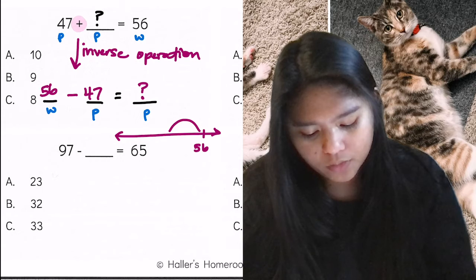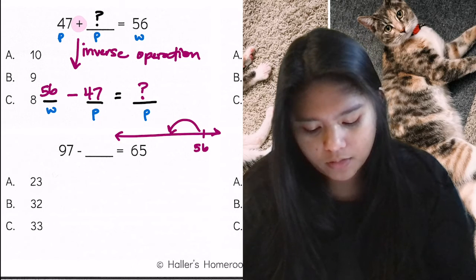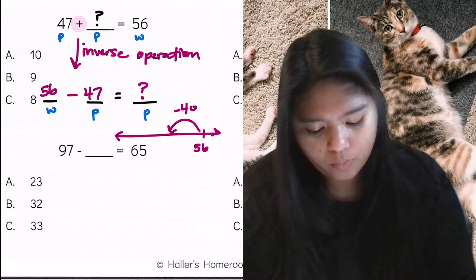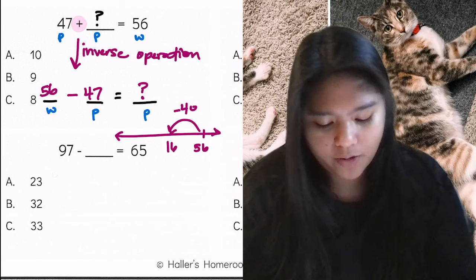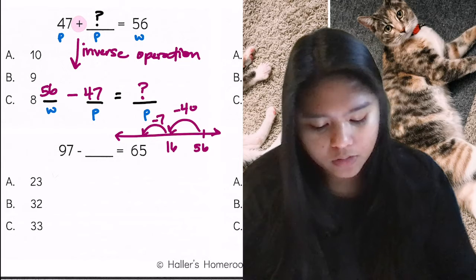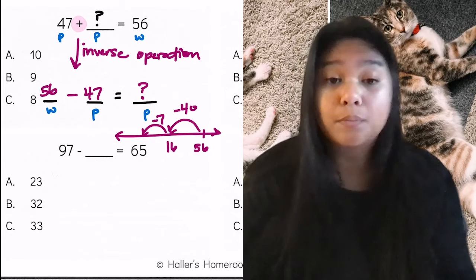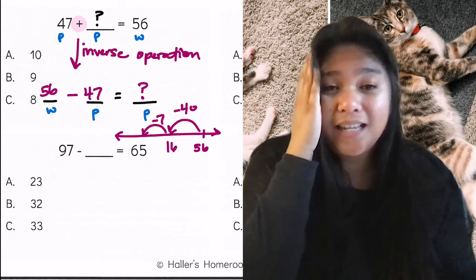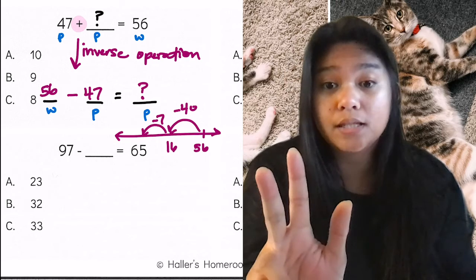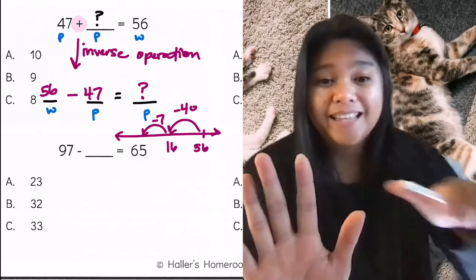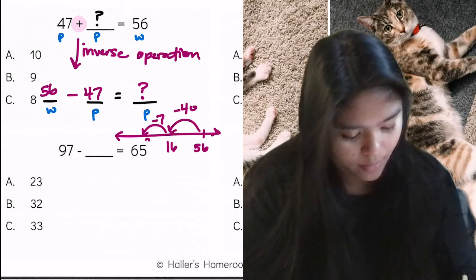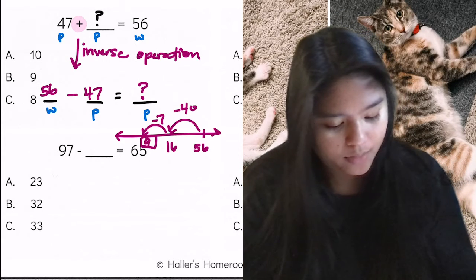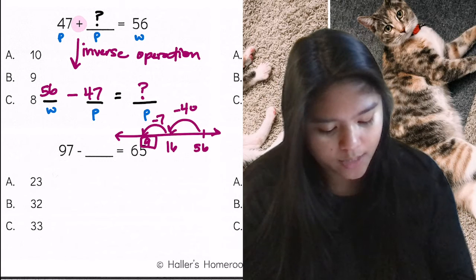And what do I jump back first? Good, I should jump back 40, okay? And that will give me 16. Am I done? No, I'm not done yet. I still have to take away 7, okay? So let's go ahead and take away 7. So let's put 16 in our brains. Ready? 16, 15, 14, 13, 12, 11, 10, 9. Okay, so I landed on 9, okay? So my answer should be 9. Okay, so this question mark is actually equal to 9.